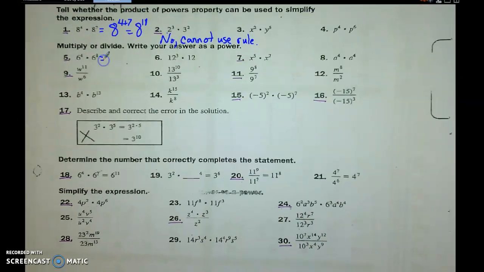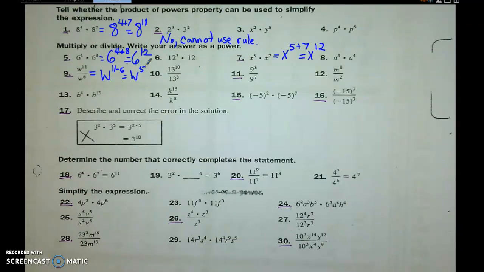When we multiply exponents with the same base, we add the exponents. So that's 6 to the 4th plus 8, and that's going to end up being 6 to the 12th. Looking at number 7, same thing. It's x to the 5th plus 7. That's going to be x to the 12th. Number 9, we're dividing exponents. Dividing powers with the same base, so we subtract. So that is w to the 11 minus 6. So that gives us w to the 5th power.